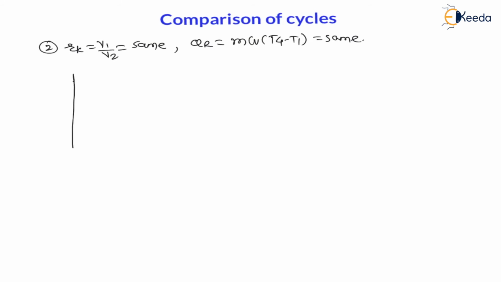The second parameter for the comparison is compression ratio, rk, that is V1 divided by V2, which is the same for both Otto and diesel cycle, and heat rejection QR, that is mCv (T4 minus T1), is also the same for both. Let us draw the Otto cycle first for this comparison on the PV diagram as well as on the TS diagram, the temperature versus entropy diagram. With the help of these two diagrams we are going to understand this comparison.